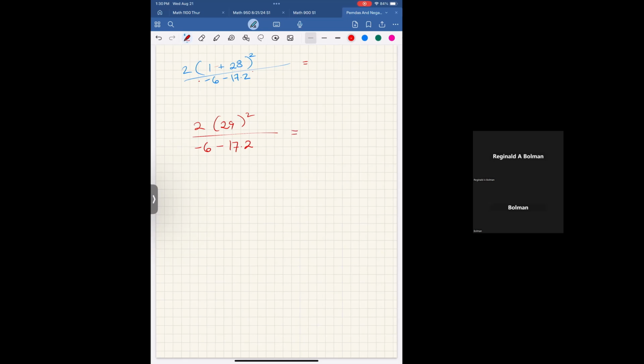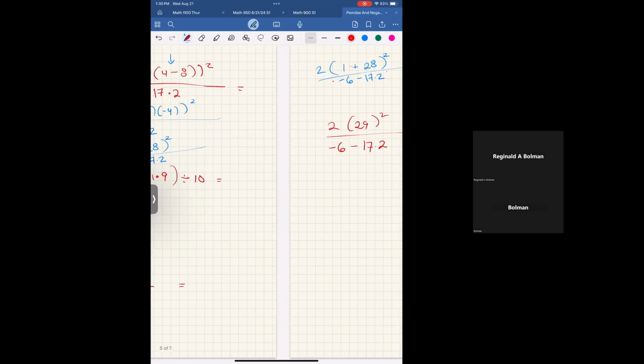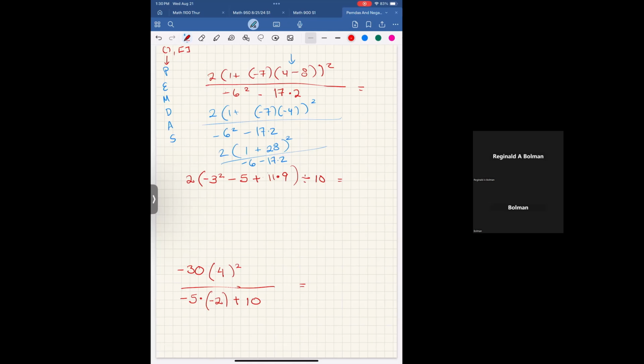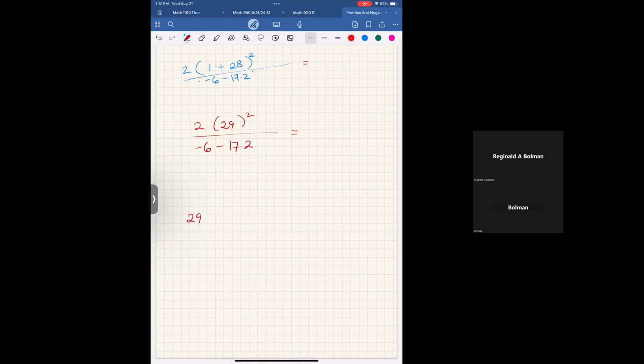Now we need to keep moving along. 29 squared. What am I going to do with that? How am I going to handle 29 quantity squared? Well, 29 squared is the same thing as 29 times 29. Okay. So we go down to the bottom of our page. We write 29 times 29. 9 times 9 gives you 81. Carry the 8. 9 times 2 is 18. 18 plus 8 gives us 26.